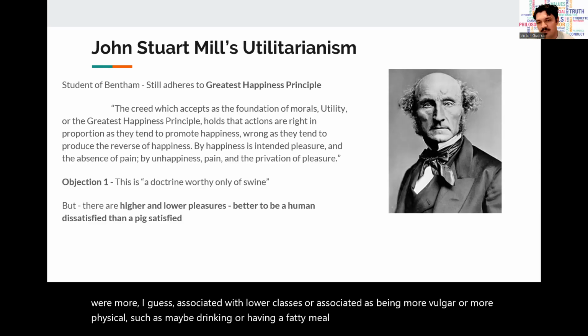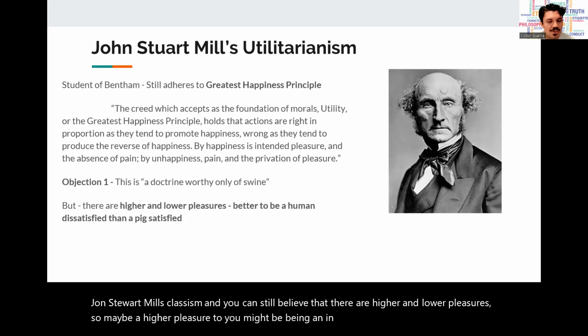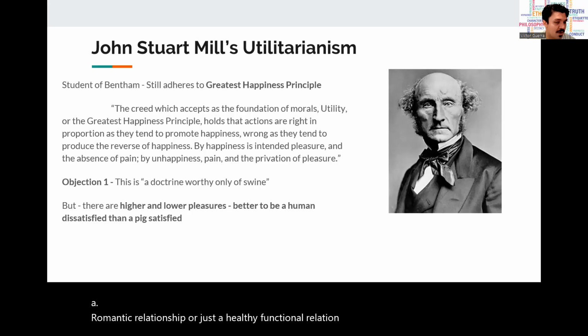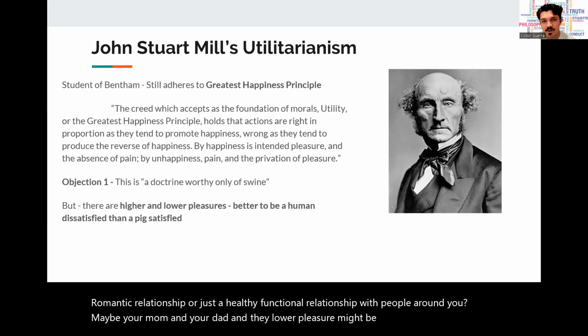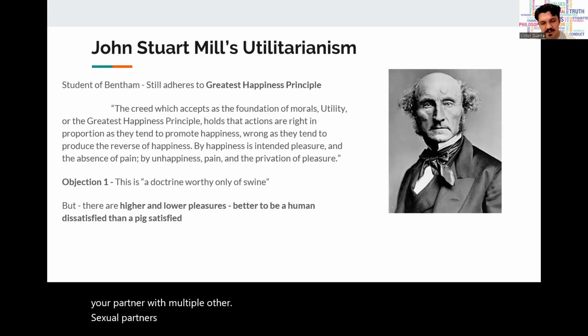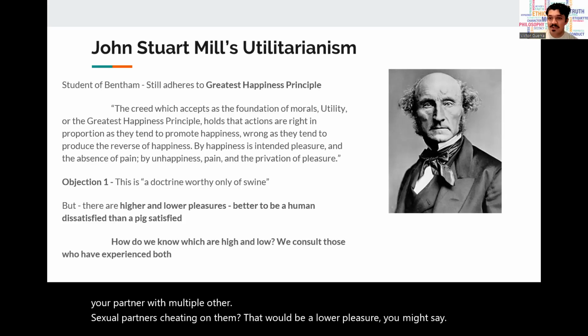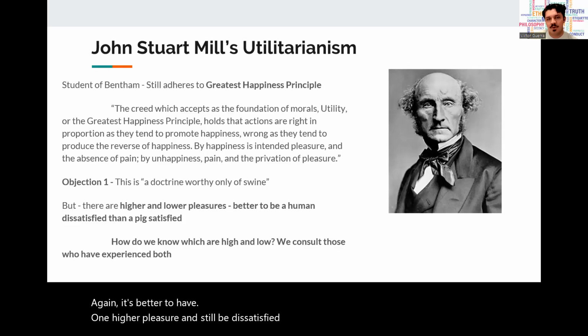You yourself don't have to import John Stuart Mill's classism, and you can still believe that there are higher and lower pleasures. So maybe a higher pleasure to you might be being in a healthy, functional relationship, either a romantic relationship or just a healthy, functional relationship with people around you, maybe your mom and your dad. And a lower pleasure might be cheating on your partner with multiple other sexual partners. That would be a lower pleasure, you might say. Again, it's better to have one higher pleasure and still be dissatisfied than have a million lower pleasures.